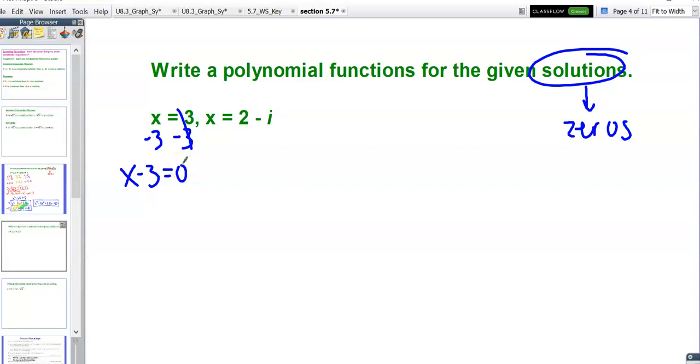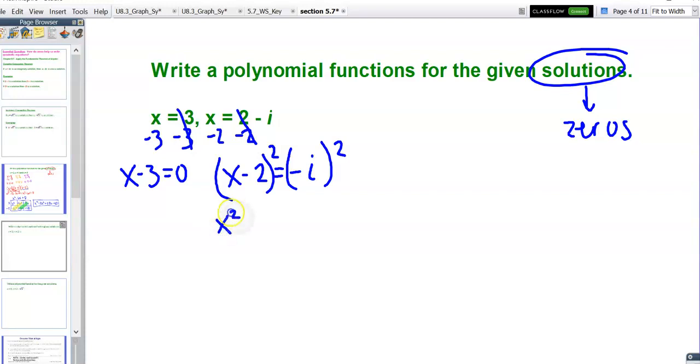For the other one, now we have imaginary numbers that we're looking at. So step 1, subtract 2 from both sides. We would like to square both sides to get rid of the imaginary number. And then one of our squaring a perfect square pattern: x squared plus or minus 2ab plus b squared. So this becomes minus 4x and then plus 4.